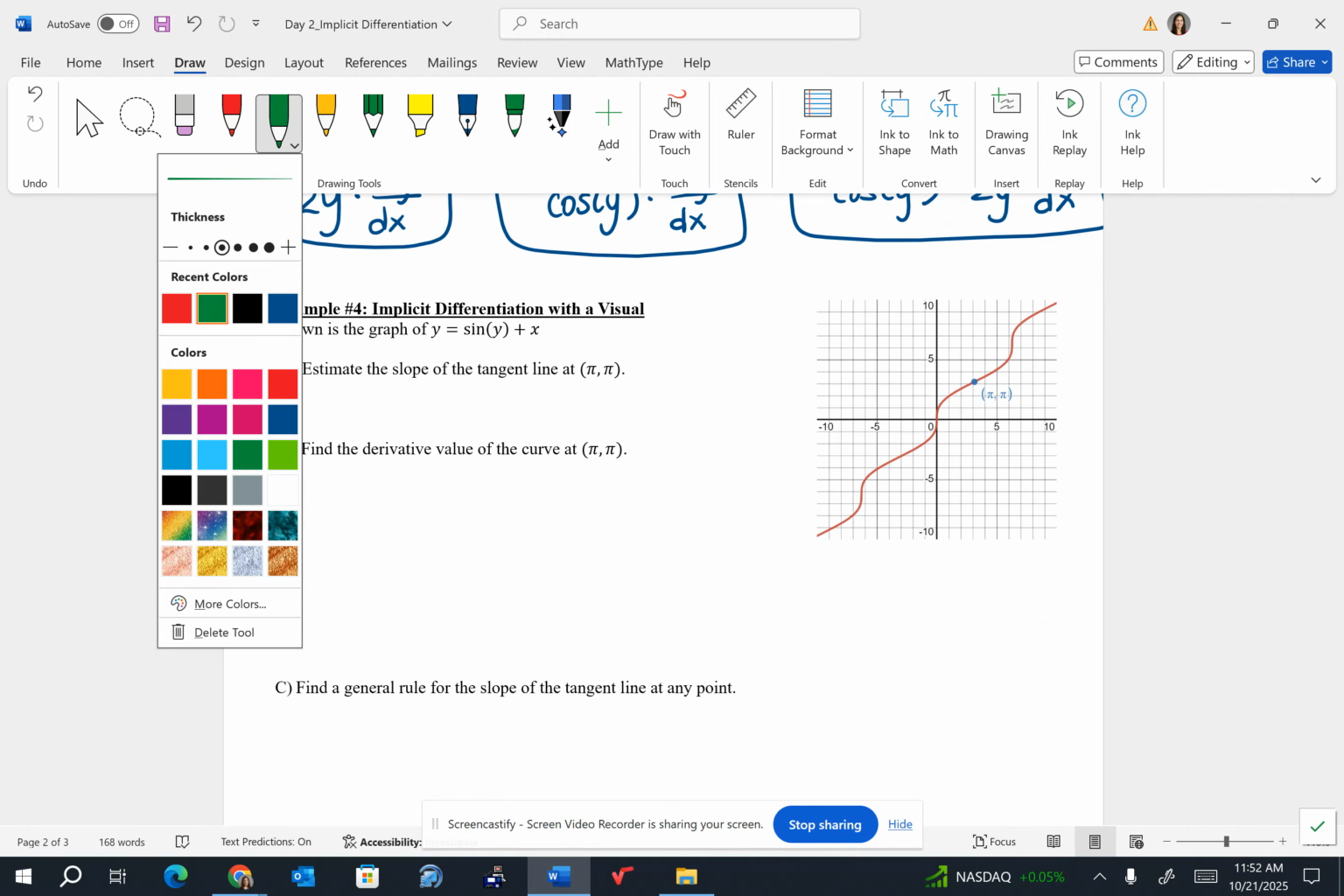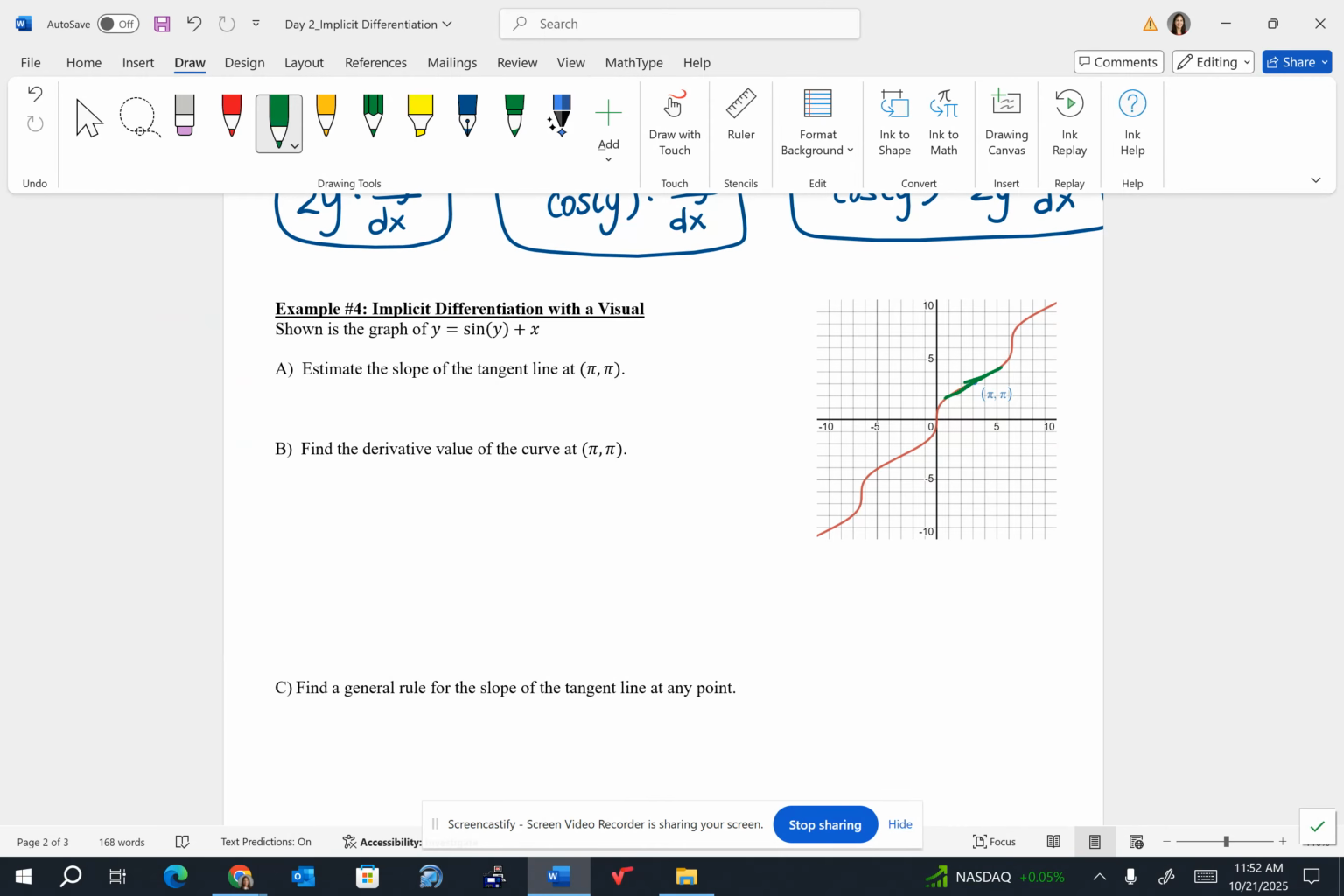So it says first, estimate the slope of the tangent line. So I noticed that this piece of the graph is really pretty linear. And I counted the rise over run, and it looks a lot like a slope of up 1 over 2. So then we're going to use the calculus and see if the slope really is 1 over 2. So we're going to take the derivative. So I'm going to use my verb of taking the derivative of each piece in my equation. So I'm going to take the derivative of y. I'm going to take the derivative of sine of y. And then I'm going to take the derivative of x.